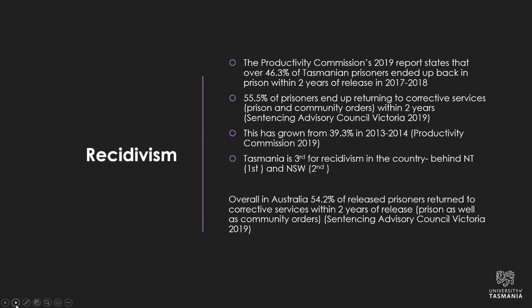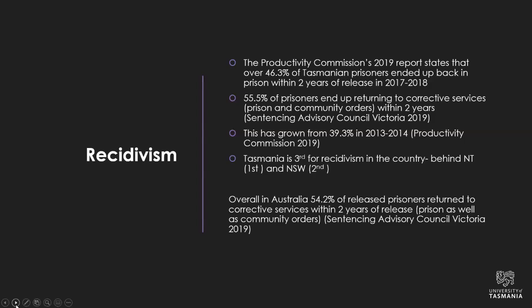Unfortunately, as you may be aware, prisons don't tend to work. The way in which we measure whether a punishment works or not is looking at recidivism. Recidivism tends to be the main way that, as criminologists, we look at whether a certain form of punishment or a certain program is working or not. So in 2019, the Australian Productivity Commission report stated that 46.3% of Tasmanian prisoners ended back up in prison within 2 years of their release. So that is almost 50% of prisoners who were released between 2017 and 2018 found their way back into the prison, basically in a 2-year period.